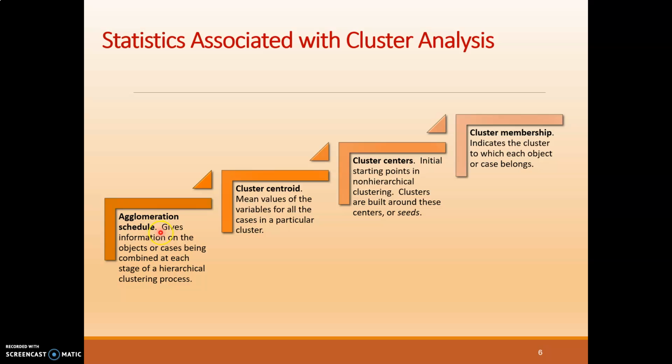First one, agglomeration schedule. Here it gives information on the objects being combined at each stage of the hierarchical clustering process. The second one, cluster centroid. Here, the mean values of the variables for all the cases in a particular cluster. The third, cluster centers. At the initial starting point in non-hierarchical clustering, the clusters are built around the centers or seeds. The last one, cluster membership, indicates the cluster to which each object or each case belongs. So these are the four statistics associated with the cluster analysis.